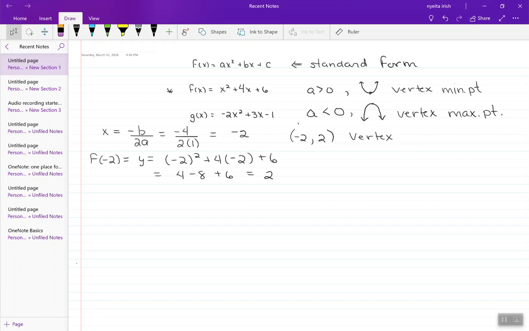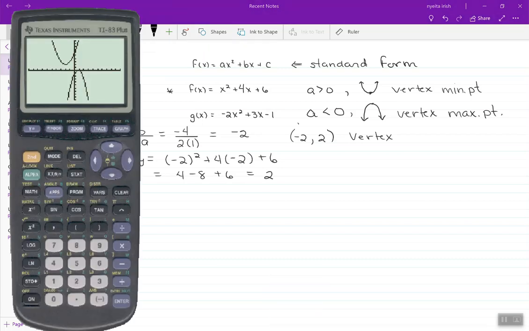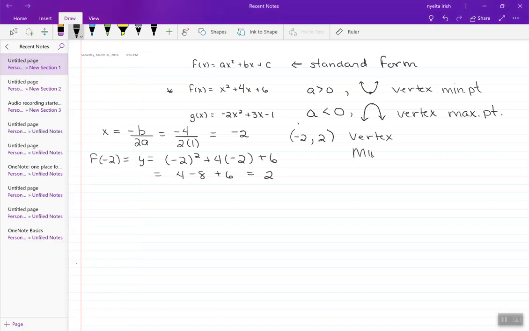Okay, so if I take a look at my graph, right here at -2, 2 is the lowest point on that graph. Because this is opening upward, we said we had a minimum point. We also have a minimum value. The minimum value is the y part of that function. That's the lowest value on that entire graph. So the minimum value is 2.